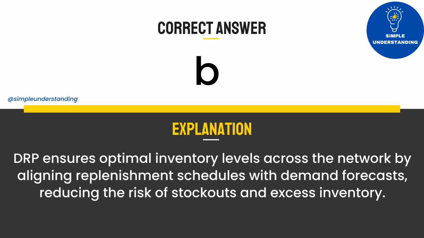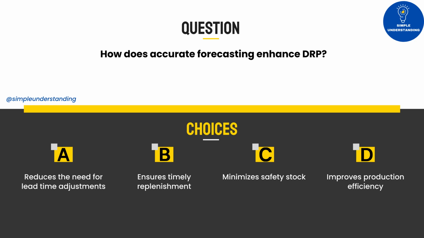Explanation. DRP ensures optimal inventory levels across the network by aligning replenishment schedules with demand forecasts, reducing the risk of stockouts and excess inventory. 2. How does accurate forecasting enhance DRP? A. Reduces the need for lead time adjustments. B. Ensures timely replenishment. C. Minimizes safety stock. D. Improves production efficiency.